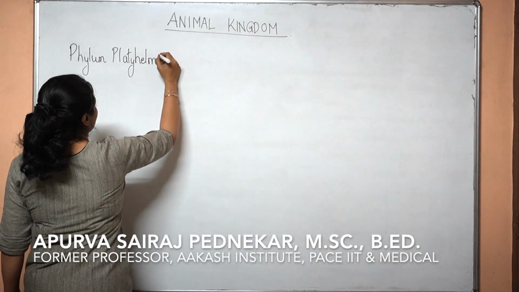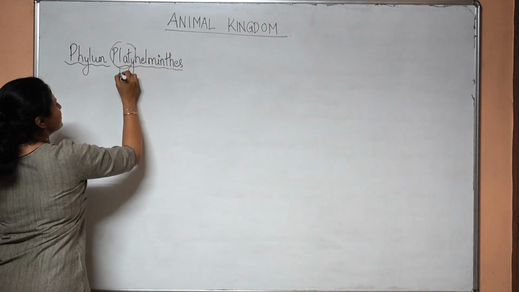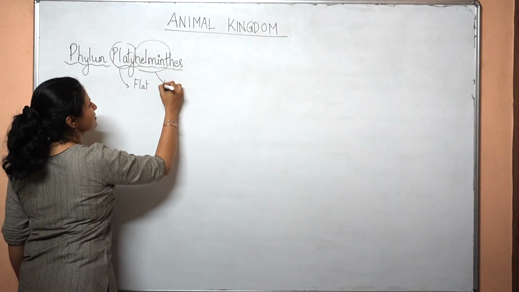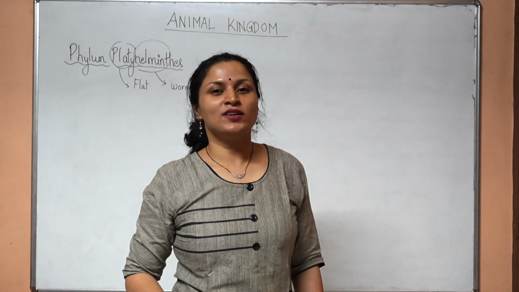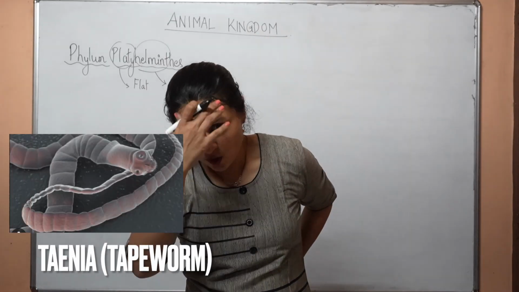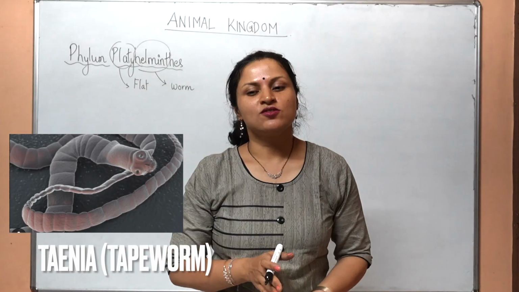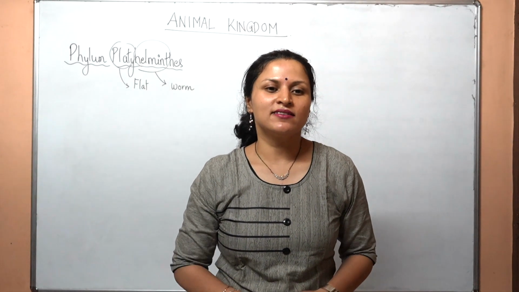Students, let us start with the new phylum, Phylum Platyhelminthes. Platy means flat. Helminth means worm. This is the phylum of flatworms. Their bodies are dorso-ventrally flattened, so much so that they will appear leaf-like or ribbon-like.